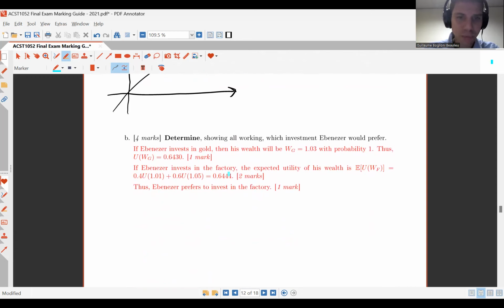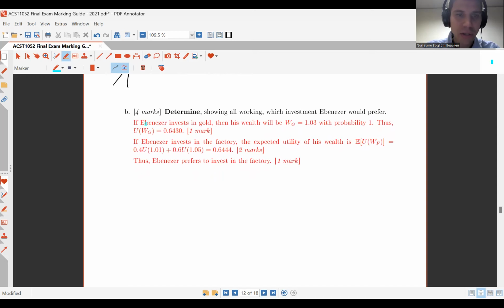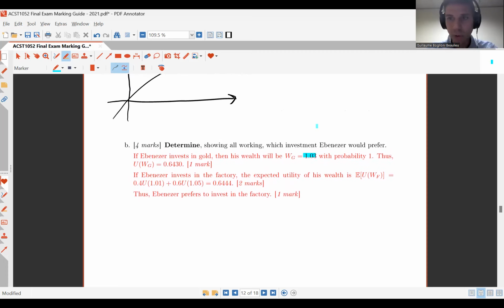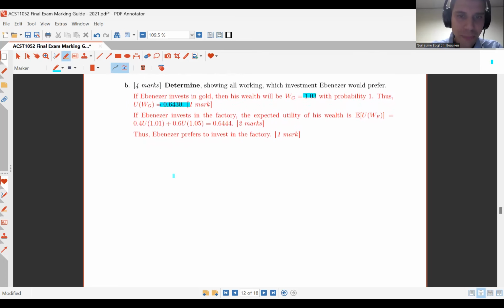Okay, now this is what we do here. Determine, showing all workings, which investment Ebenezer would prefer. So it's not a complicated calculation. If you invest in gold, then you will have a fixed amount of money at the end of the year, right? It starts with $1, you will end up with $1.03. So the utility here, there's no expectation calculation. It's just going to be the utility of a fixed number of dollars. In this case, the utility gives you 0.6430.